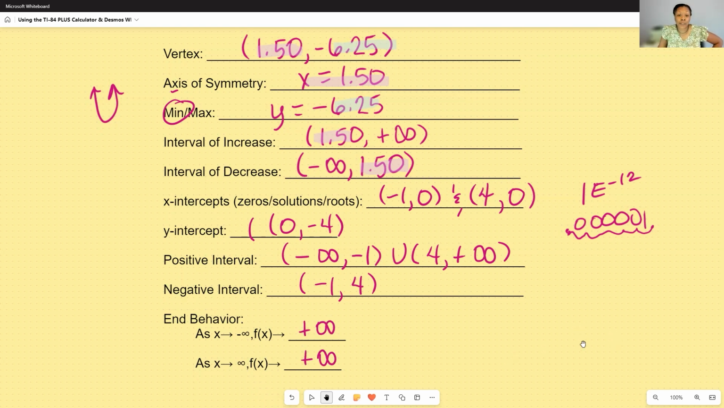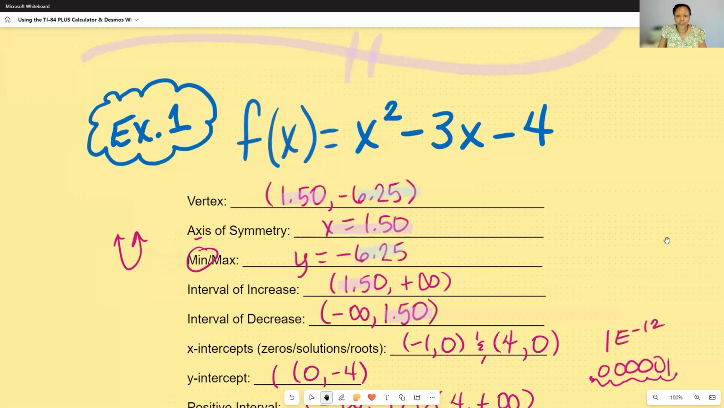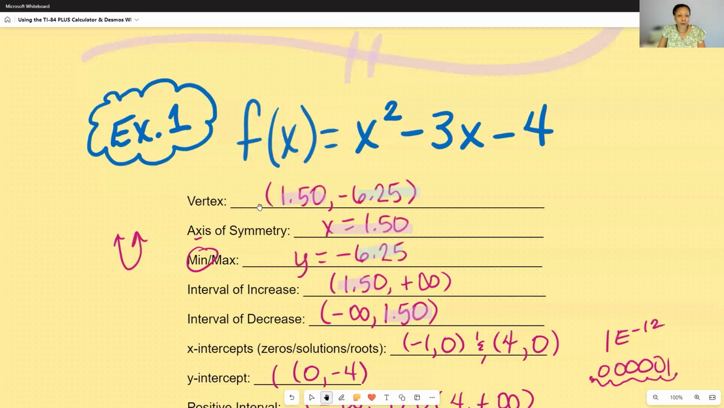That was how you use your TI-84 Plus. So now what we want to do is take the same information and verify it in Desmos. So I'm going to go over to Desmos. I've already typed in the function, and this is what the graph looks like. This one is pretty easy, because if you wanted to find your vertex, you just click on your minimum.